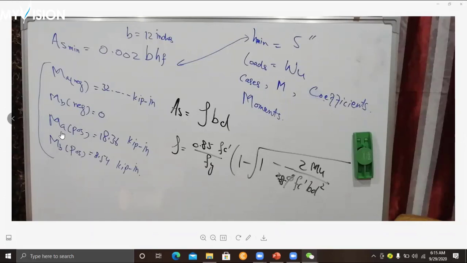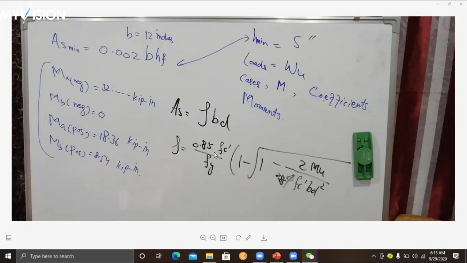We have 4 moment values. How can we calculate area of steel by using these moment values? The formula available is area of steel equals rho B D. Clear? And rho is basically the steel ratio. How can we calculate the steel ratio? The formula to calculate the steel ratio is 0.85 fc prime over fy, times 1 minus square root of 1 minus 2 Mu divided by 0.85 phi fc prime B D squared.